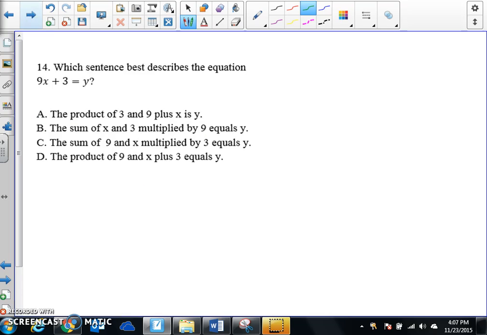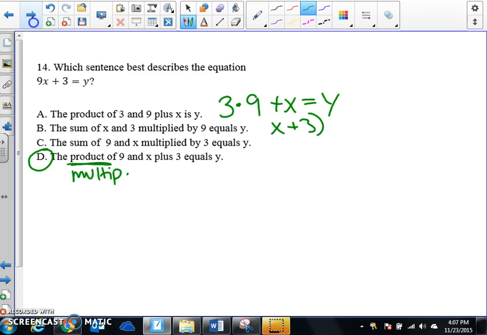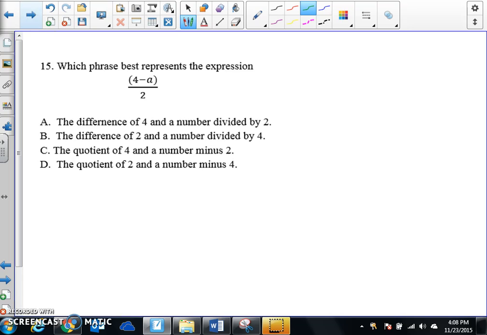All right, which phrase best describes the equation. So I've got 9 times x. So if I look on here, the product of 9 and x, so that looks good because product means multiplication, right? Plus 3 equals y. Yes. The top one would look like this. The product of 3 and 9 plus x is y. That's not right. The sum of x and 3 multiplied by 9 equals y. That's wrong. And the sum of 9 and x multiplied by 3 equals y. All of those are wrong. So it's D.